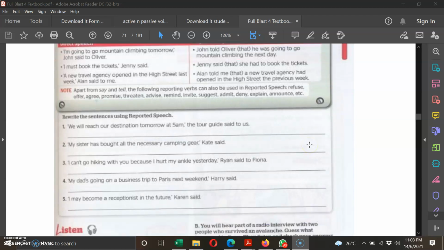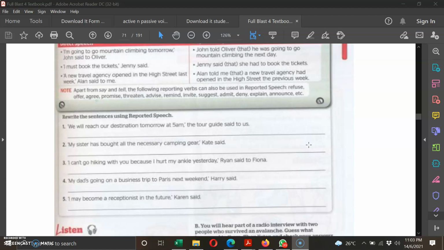Okay, let's do the exercise. On the same page, rewrite the sentences using reported speech. Tulis semula ayat di bawah menggunakan cakap pindah. Okay, we do number 1 together. The direct speech is, we will reach our destination tomorrow at 5 a.m., the tour guide said to us.